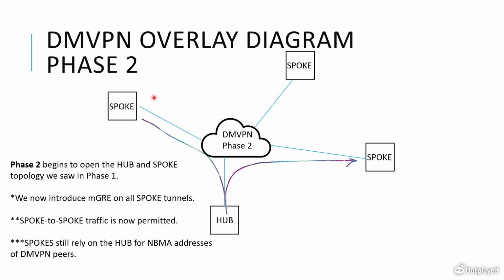In phase 2, it's a little bit different. Phase 2 begins to open up the hub and spoke topology we saw in phase 1. In the diagram I drew here, it's pretty much the spoke hitting the hub and then being relayed to the spoke. So we're now introducing mGRE on all spoke tunnels. So now all spoke tunnels are multi-point, generic route encapsulated tunnels. Spoke-to-spoke traffic is now permitted, and spokes still rely on the hub for the underlying address of your DMVPN peers.